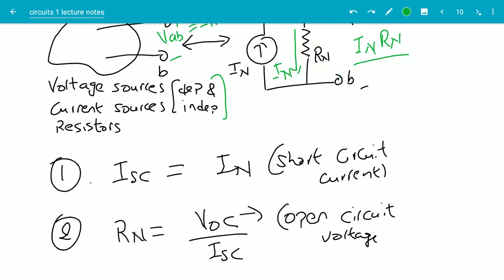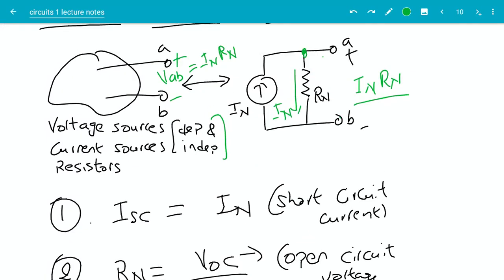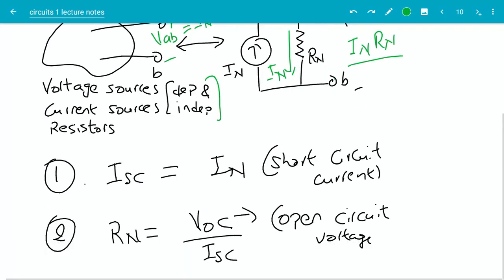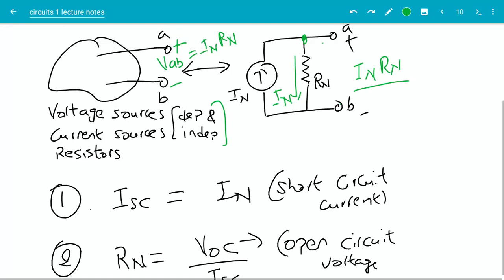If you want to be on the safe side, you actually put a resistor between A and B instead of shorting it, and then you do some more complicated calculations. Here I'm just showing you the simplest way to do that.